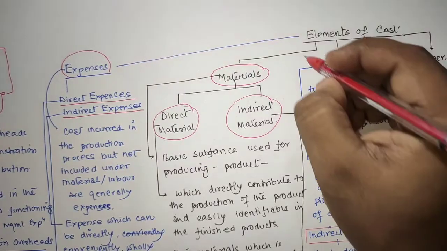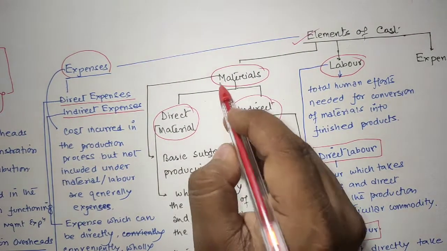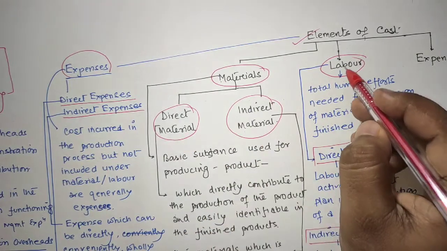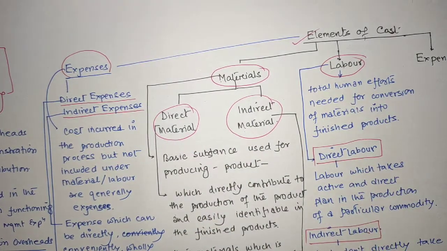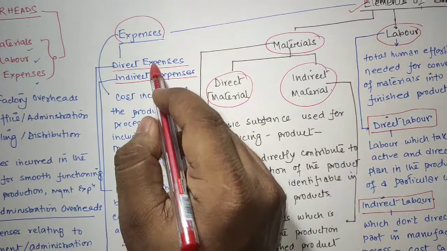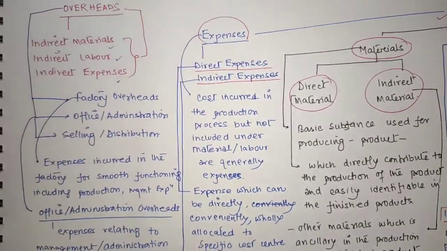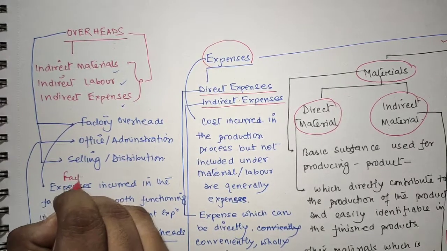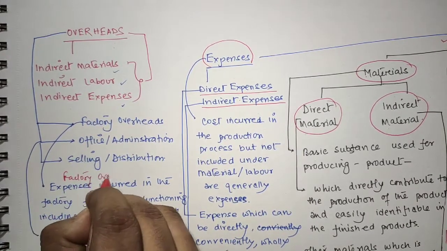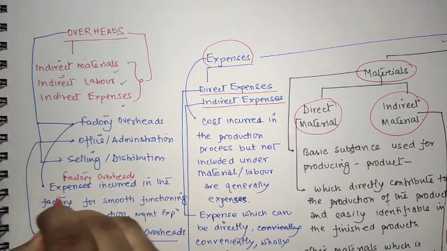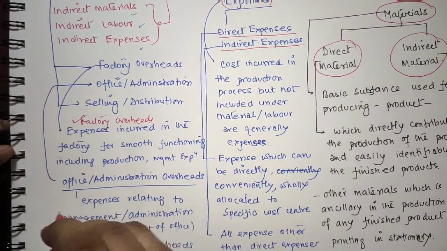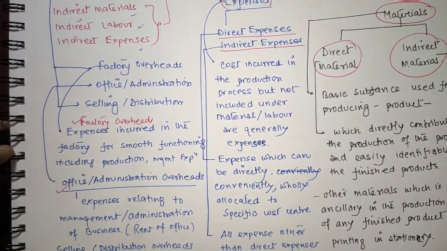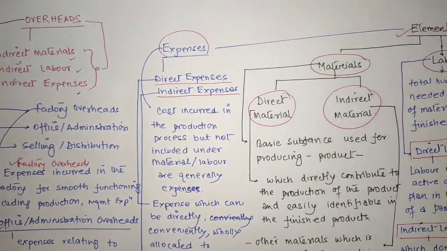So in this video we have discussed the element of cost in the form of material, direct and indirect, labor, direct labor, indirect labor, and we have discussed expenses, direct expenses, indirect expenses, and we have discussed overhead. Under overhead we have discussed factory overheads, office and administration overheads, and selling overheads. So this is all about today's video.